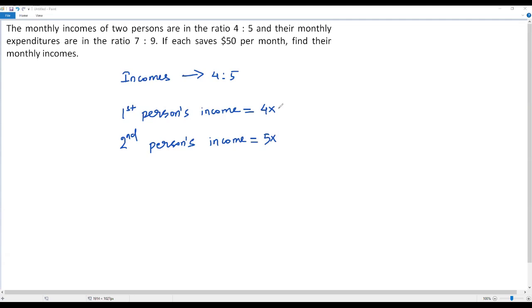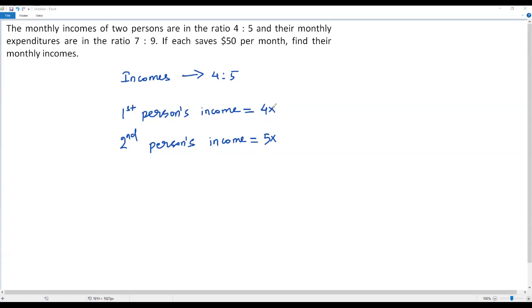According to the question, we have to find the value of 4x, which represents the income of the first person, and 5x, which represents the income of the second person. To get the value of the expression 4x, first I have to get the value of x. Once I get x, it can be multiplied by 4 to get the income of the first person, and by 5 to get the income of the second person. So for that we have to use the other information in the question: their monthly expenditures are in the ratio 7 to 9, and each person saves $50 per month.